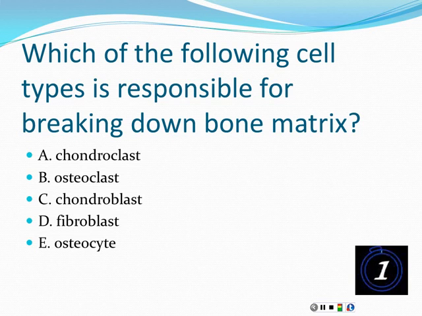All right, so the correct answer here is B, osteoclast. Clast is destroyer. Chondro is cartilage, so we're going to hear chondrocytes and chondroblasts later, but that's cartilage. Fibro is fibers. I think a fibroblast creates fibers.